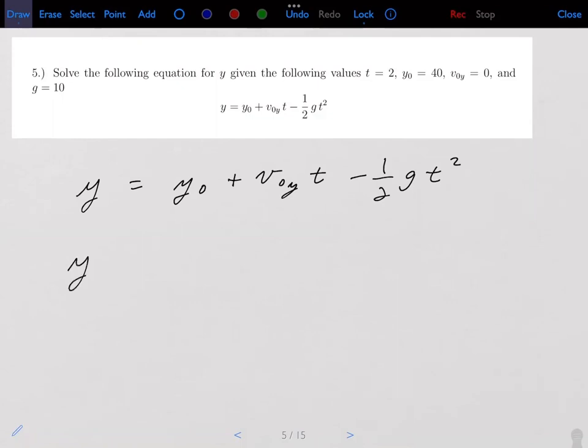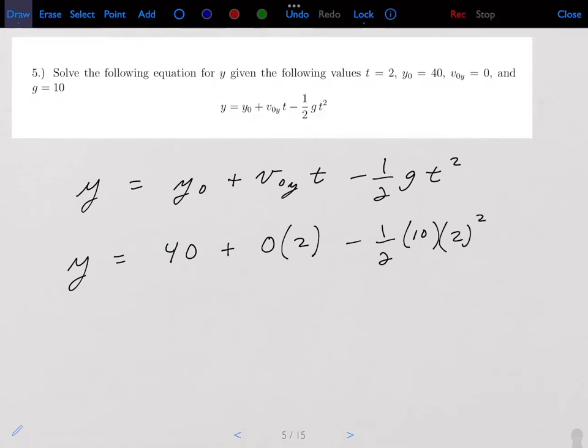So where I have a y naught, I'm going to plug in a 40. Where I have a v naught y, I'll plug in a 0. Where I have a t, I'll plug in a 2. And then g, we're going to use 10. G is really this acceleration due to gravity. Normally, and later on in the class, we'll use 9.8, but here we'll just simplify it to 10. And then t is 2 again.